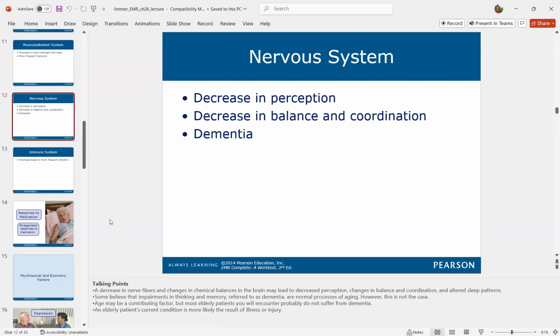The nervous system: a decrease in nerve fibers and changes in the chemical balance in the brain can lead to decreased perception, with changes in balance and coordination and altered sleep patterns. Some believe the impairments in thinking and memory, referred to as dementia, are a normal process of aging. However, that is not the case. Age may be a contributing factor, but most elderly patients you encounter probably don't suffer from dementia, as their current condition is more likely a result of the illness or injury.